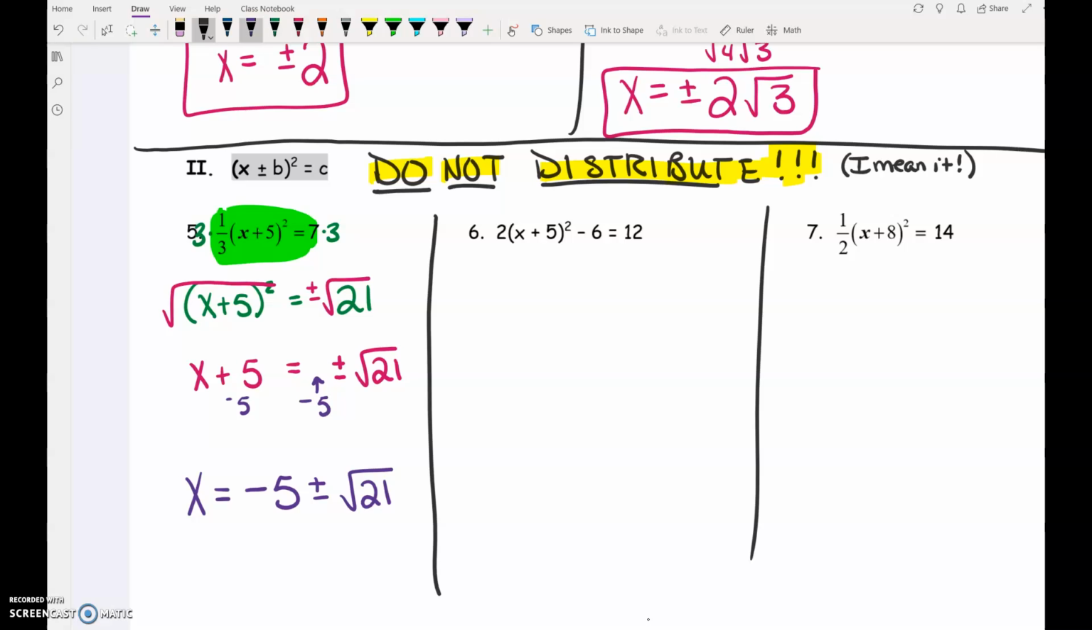All right, number 6. What should we do first? Add 6. Now what? Divide by 2. Even though this says do not distribute, were any of you tempted to distribute? Make sure that you don't. Don't distribute. Don't do it. So x plus 5 squared equals 9. Now we can square root.